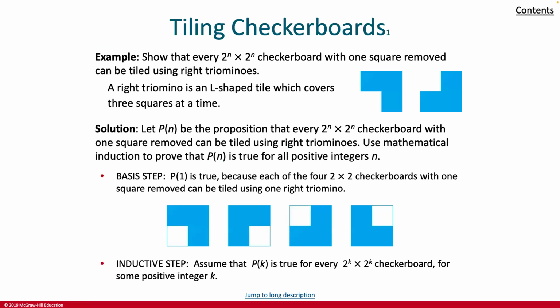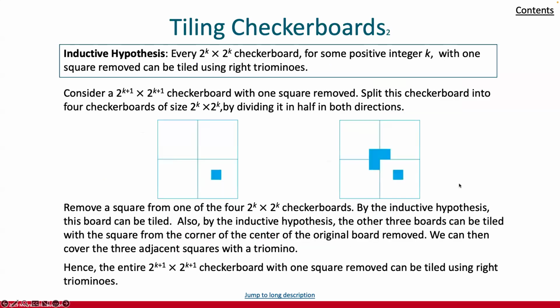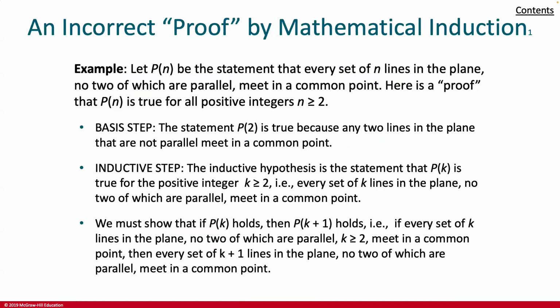So maybe if some of you want to get into games, simple kinds of games here, you can be thinking of a checkerboard. Show that every 2 to the n times 2 to the n checkerboard with one square removed can be tiled using right triominoes. And so that's what we have over this and the next slide. I'm not going to go through this, but this is just an example of how you can be using number theory and discrete mathematics in some useful ways to bound something.